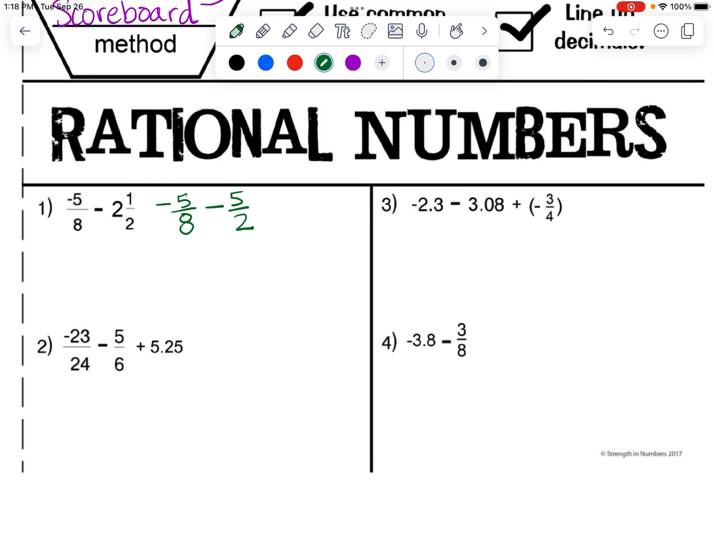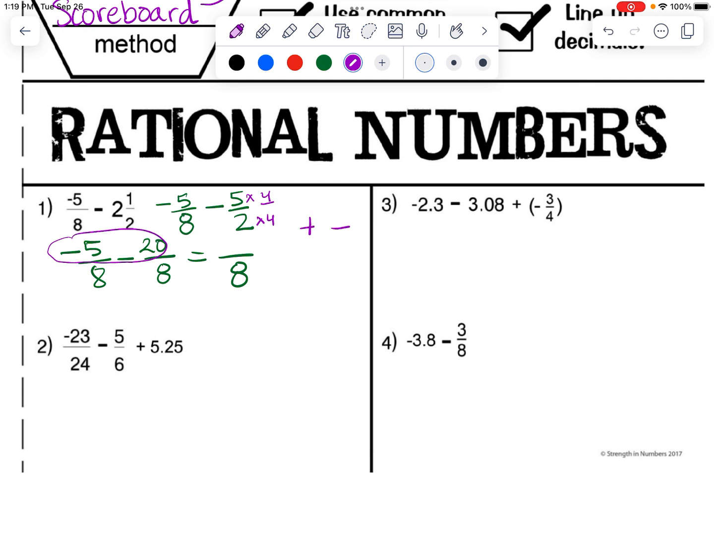This second one needs a denominator of 8. So I have negative 5/8, and then I want to have 8 in the denominator of my second fraction. And to get that, I'm going to do times 4, right? You can multiply by 4/4, which is just 1. So 5 times 4 is 20. We're going to keep the denominator the same, and then in the numerator, we're going to use the scoreboard.